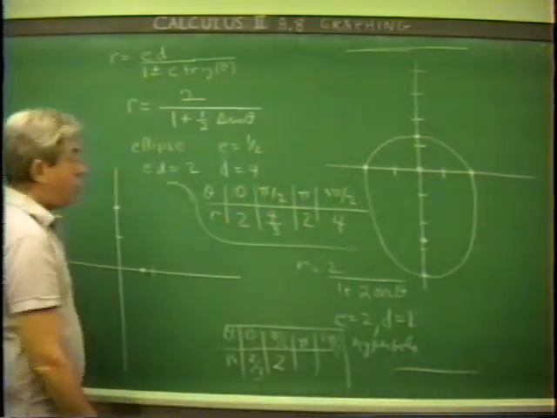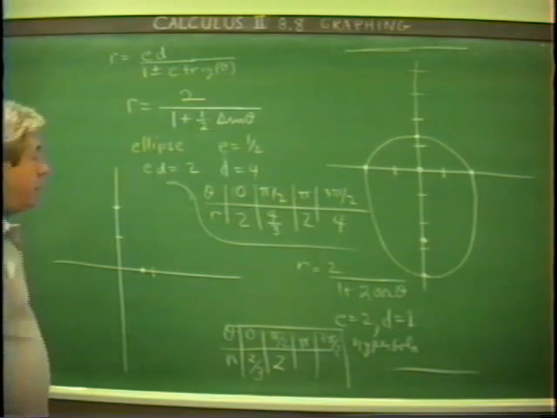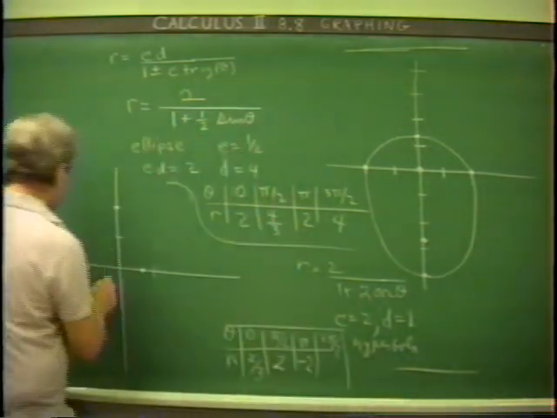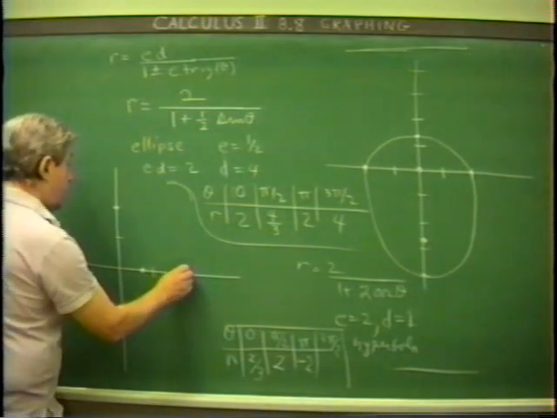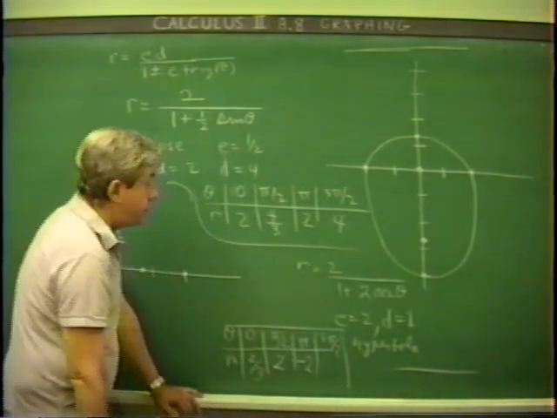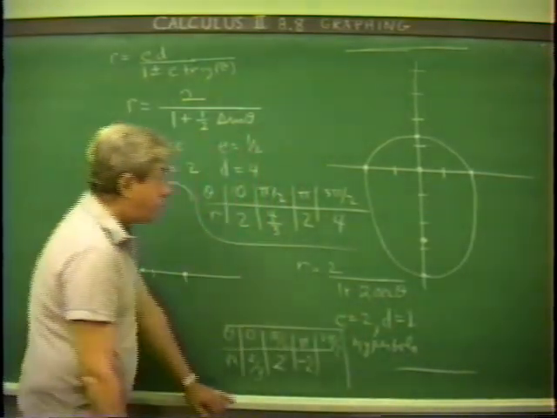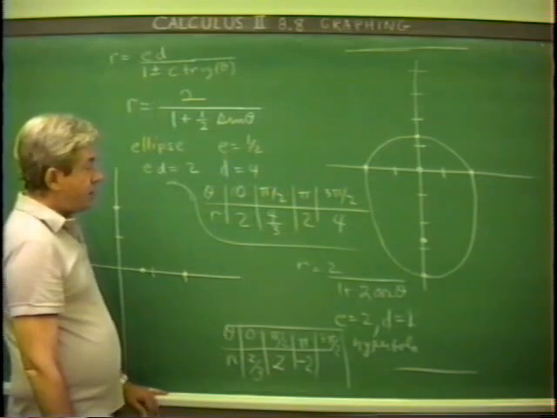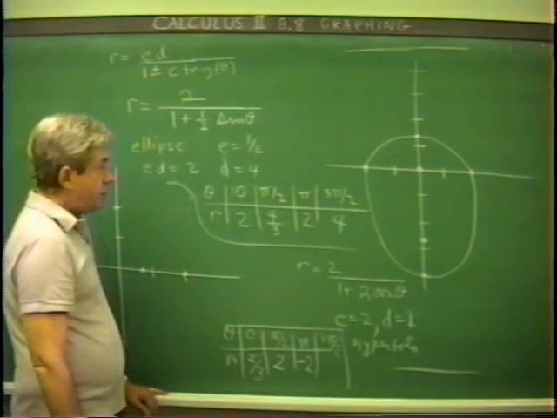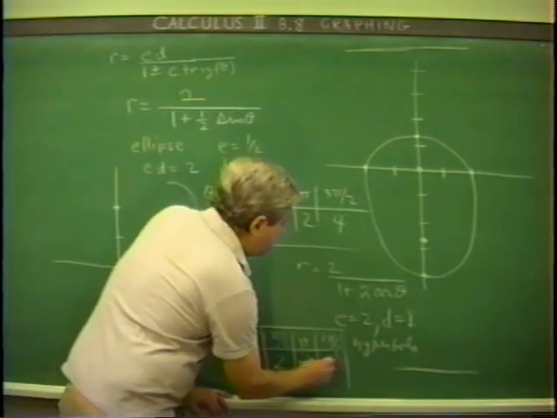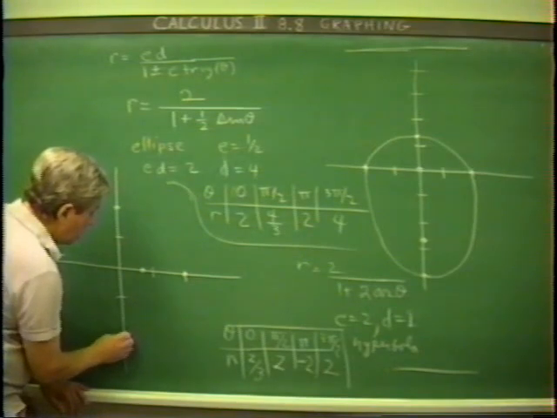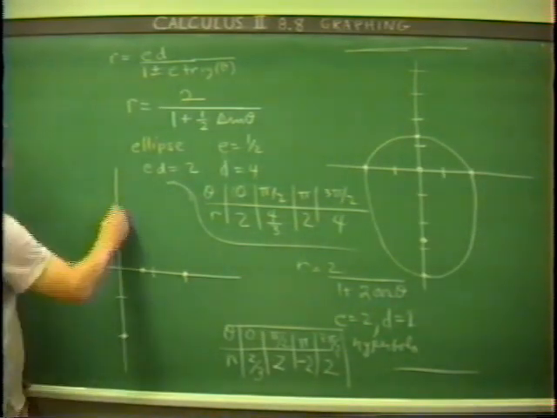When theta is equal to pi, cosine theta is minus 1. So we've got 1 minus 2, which is minus 1. We get minus 2 here at pi. So at pi, we get back over here at minus 2. When theta is equal to 3 pi over 2, cosine of 3 pi over 2 is going to be 0, and so this is going to be 2. So at 3 pi over 2 here, we get 2 again.